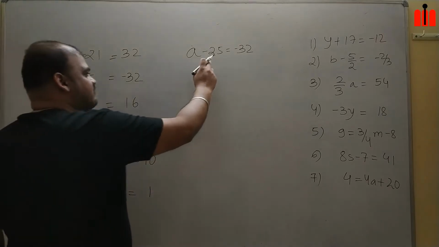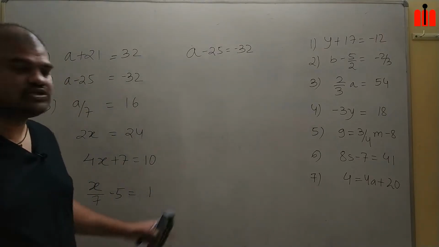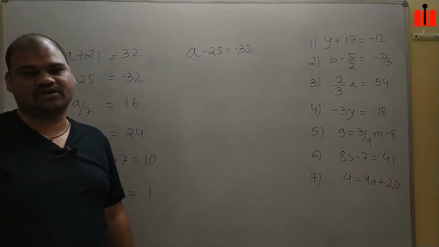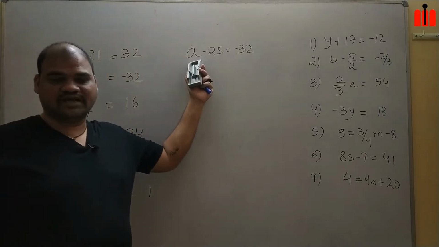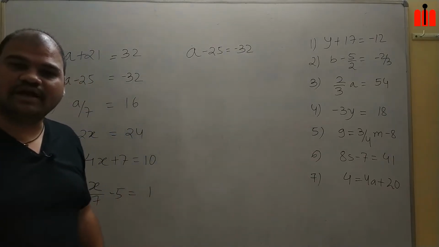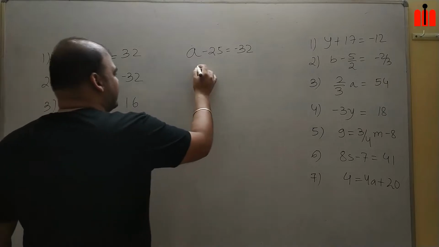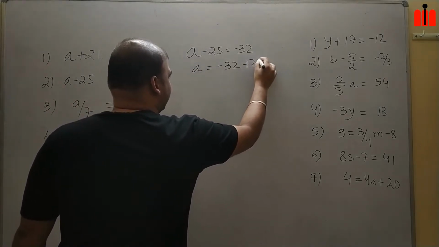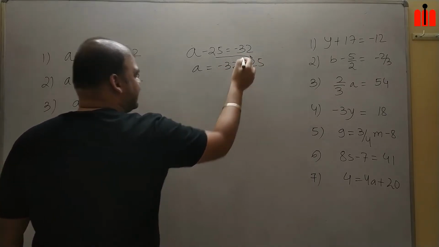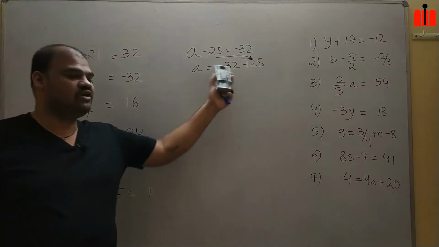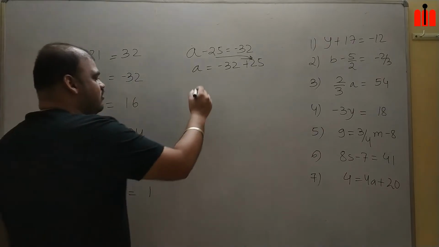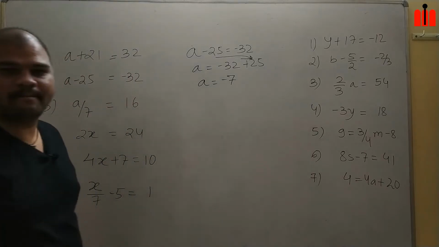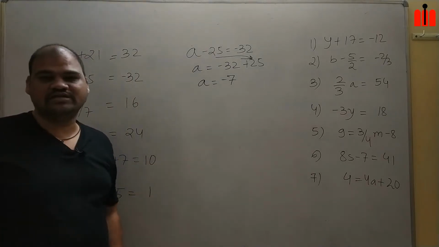Whenever there is a subtraction, it will go to the other side and it will become addition. So A will be equal to minus 32 plus 25. So 25 in subtraction has come to plus 25 on the other side. So what is the value of A? A will be minus 7. So the A value is minus 7.